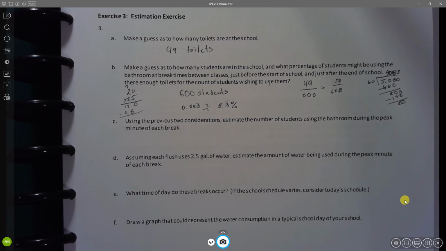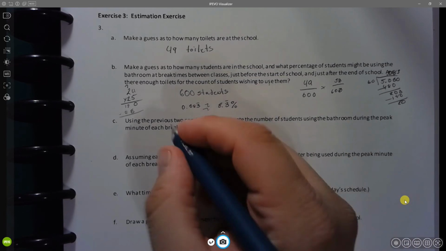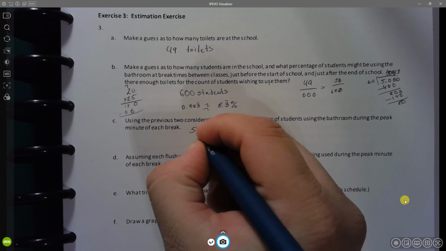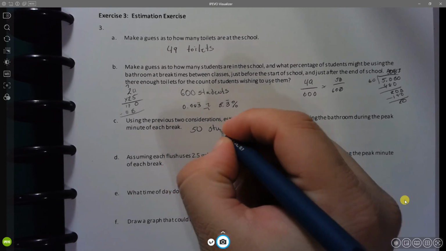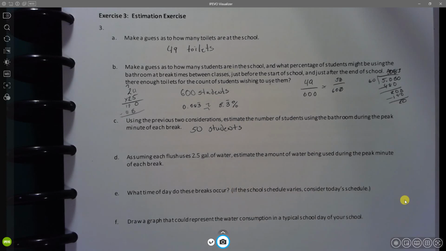So using the two previous considerations, we can estimate the number of students using the bathroom during peak minutes of each break. Well, we said the estimate is, again, we're going to estimate that about 50 students would use it during the break times. That's how many students would use the bathroom during the peak minutes of each break. Has to be at least 50 students.